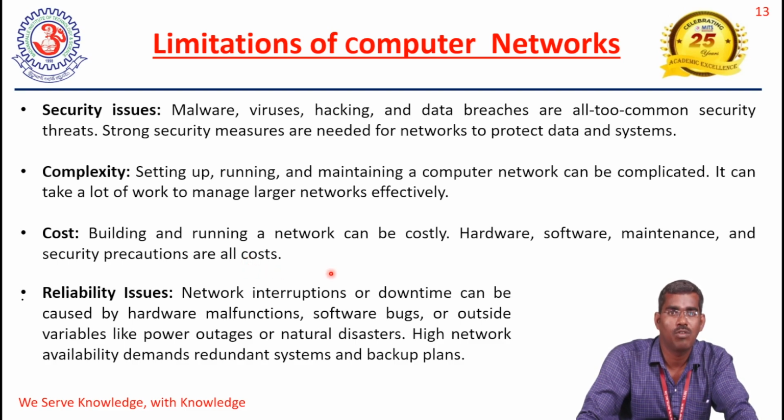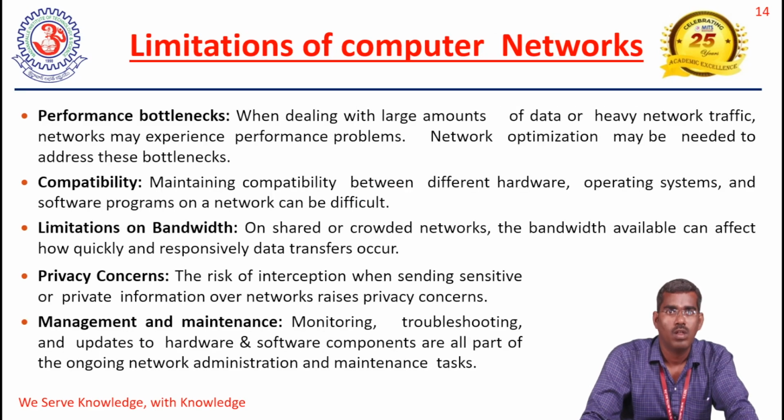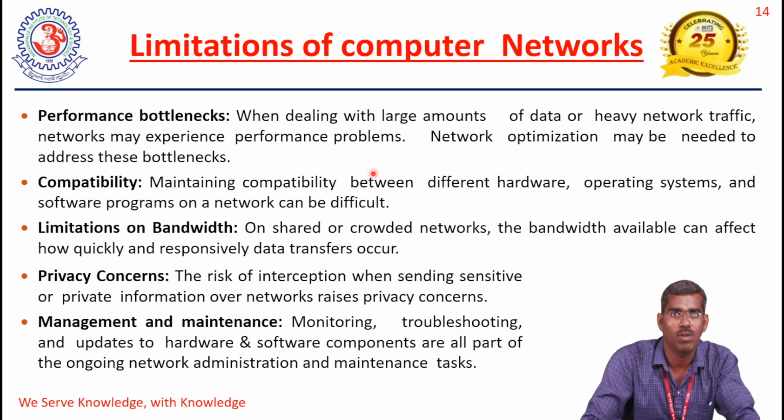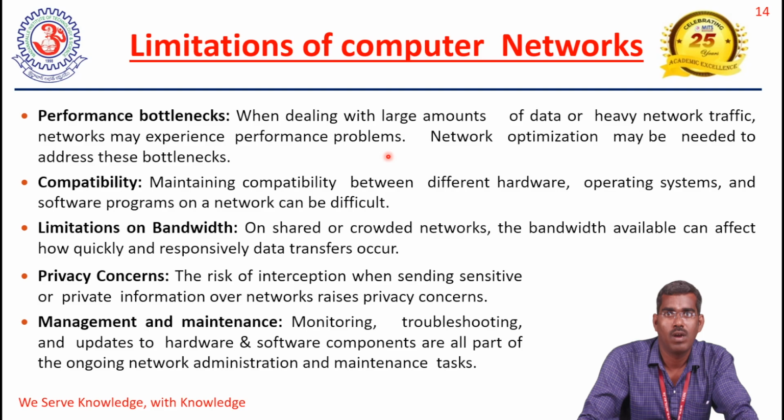So cost. Building and running a network can be costly. You have to maintain software, you have to maintain hardware, and security precautions, so cost. Reliability issues. Network interruptions or downtime can be caused by hardware malfunctions, software bugs, and outside variables like power. We have to overcome those reliability issues. Performance bottlenecks: when dealing with a large amount of data or heavy network traffic, networks may experience performance problems.